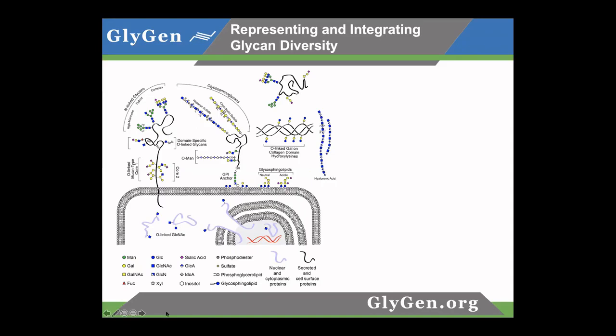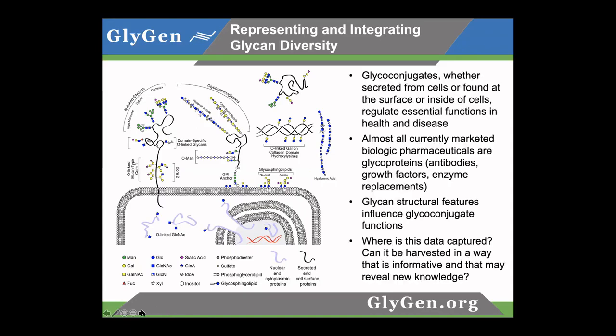And we know that these glycoconjugates, whether they're secreted or found at the surface or inside of cells, are essential for regulating very important functions and contribute to both normal tissue function as well as disease. Glycans are essential not just for normal cellular function, but also for being components of very important biologic pharmaceuticals, antibodies, growth factors, enzyme replacement therapies, all are centered around glycoproteins, and the glycans are important for the stability and function of those biologics. So there's a lot of data suggesting and showing that glycan structural features influence the functions of the proteins or lipids to which they're attached.